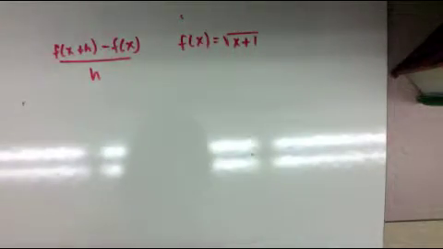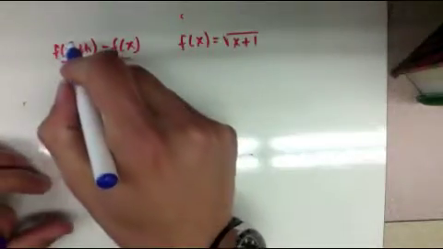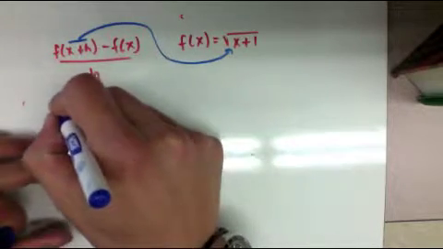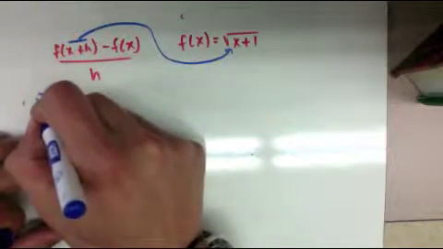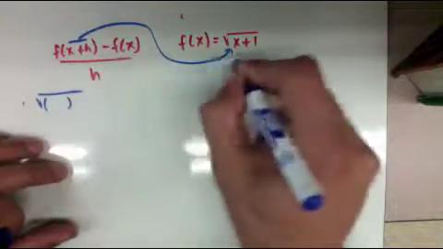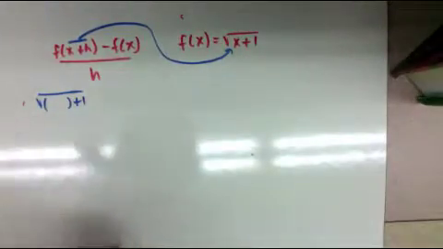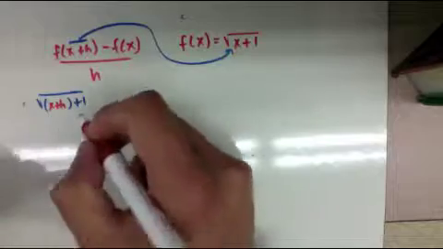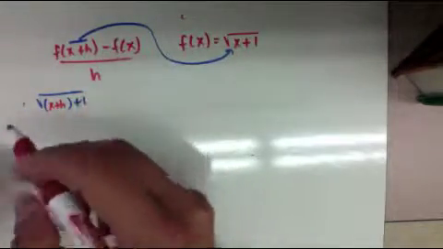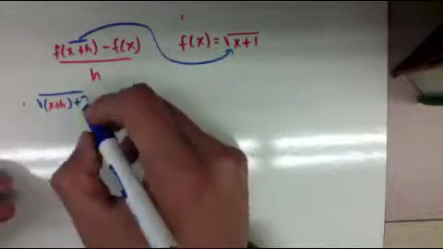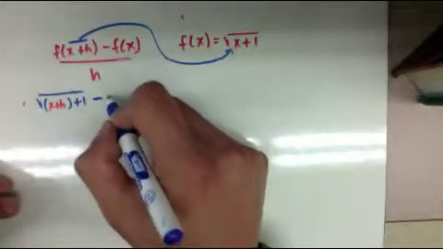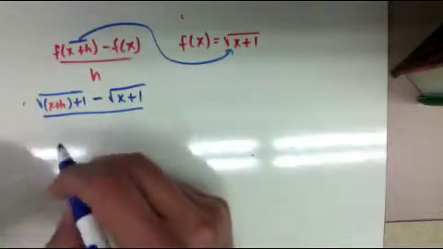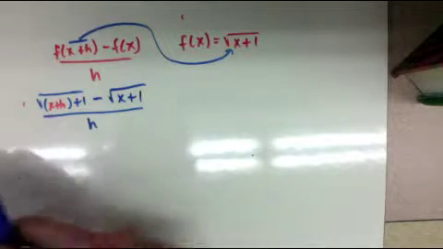Okay, now all we're going to do is plug this in there. So I'm going to write the square root of, instead of x, I'm going to put x plus h, and then minus what? The original function. What's the original function? Square root of x plus 1, divided by what? h. Okay, there it is.